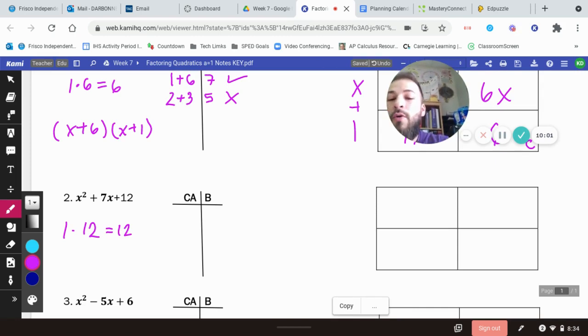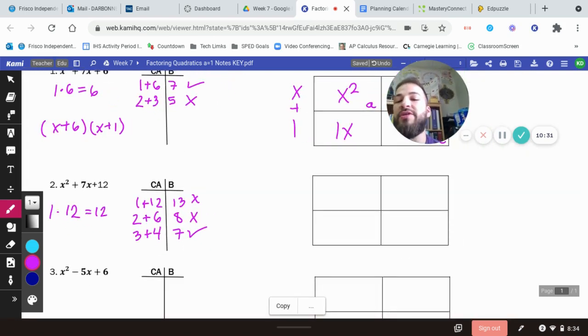So we have 1 and 12, 2 and 6, and 3 and 4. Then I want to add those together to see if they match up with B. So 1 plus 12 is 13. 2 plus 6 is 8. 3 plus 4 is 7. So 13 does not match 7x. 8 does not match 7. 7 matches 7, though. So 3 and 4 are going to be our factors.